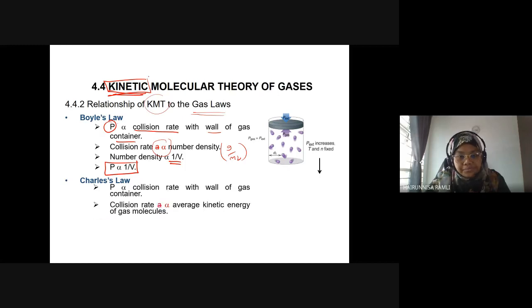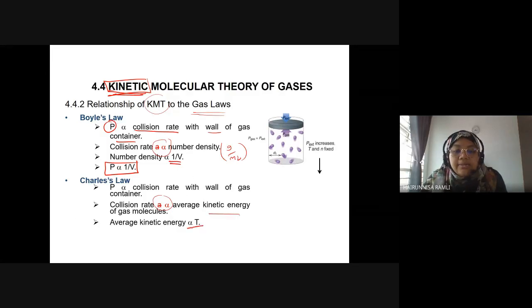Okay, for Charles law, okay, sama juga when we want to relate with the pressure. So pressure directly proportional to the collision rate. So this collision rate is directly, ni pun sama, is directly proportional to average kinetic energy. Okay, sebab kita Charles nak relatekan dengan temperature kan. Average kinetic energy is actually directly proportional to temperature. Okay, so that's why P is directly proportional to temperature.